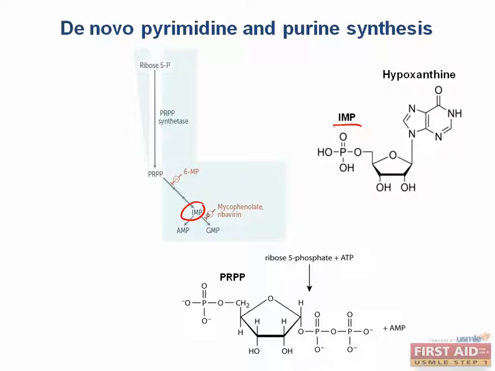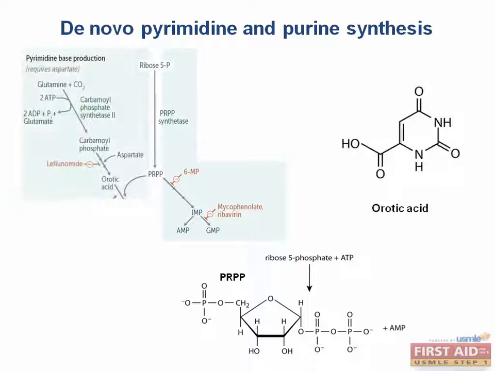From here, modification of functional groups on the base, hypoxanthine, will convert this either to AMP by converting this ketone to an amine group, or GMP by adding an amine group here. Alright, that's it for purines, not too bad, right? Let's move on to the pyrimidines.